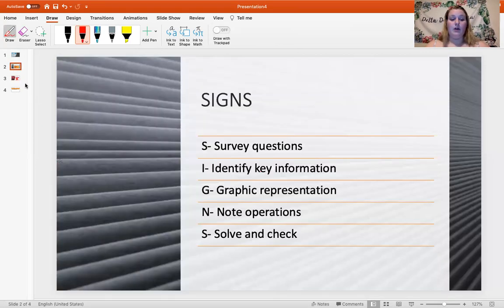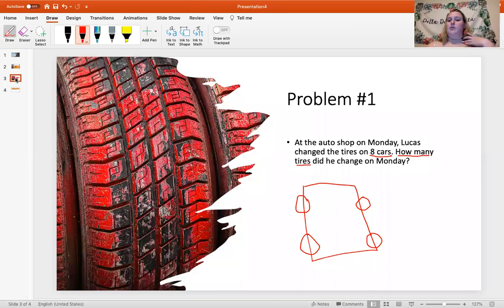Okay, now we're going to note our operation. Let's see here. I'm going to write our numbers: 8, and another number we have is 4. How many tires? So we could add, but we would have to add 4 eight times. So we could do 1, 2. This is going to take me a while to add these up.